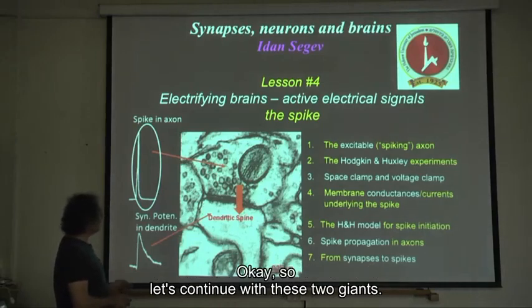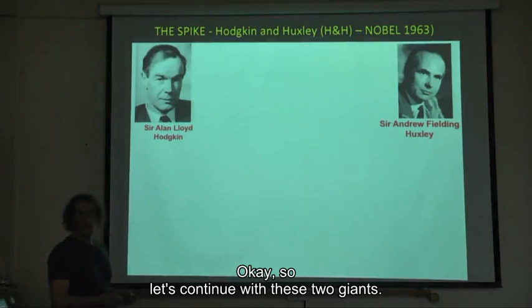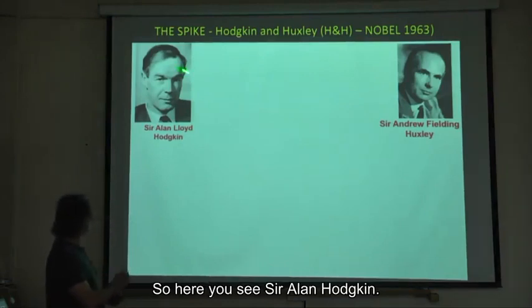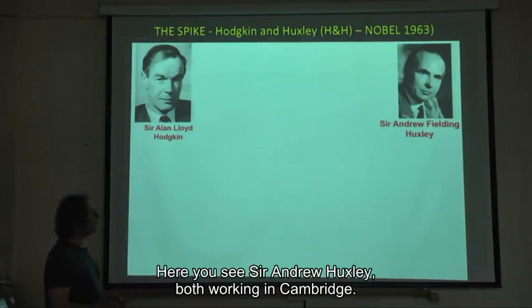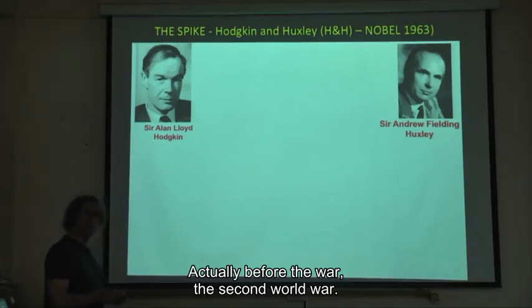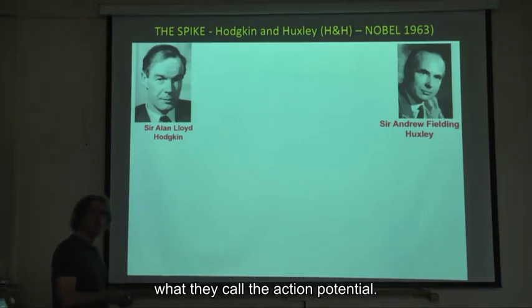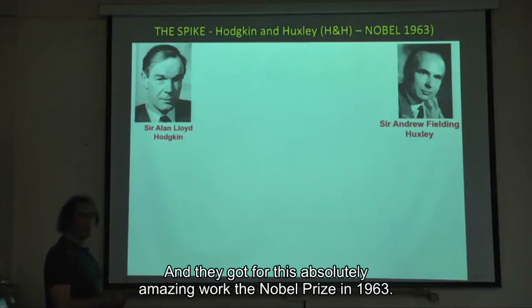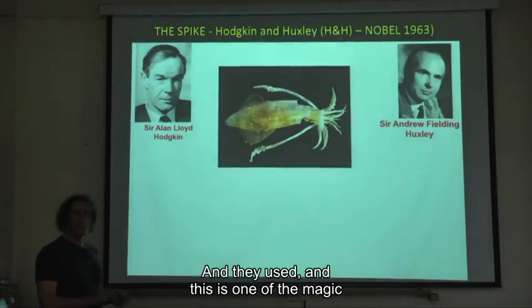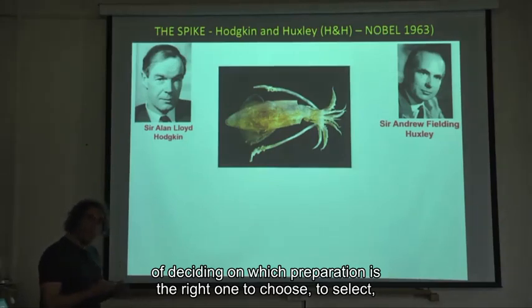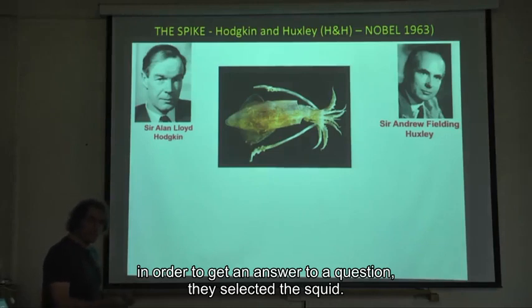Okay, so let's continue with these two giants. So here you see Sir Alan Hodgkin. Here you see Sir Andrew Huxley, both working in Cambridge, actually before the Second World War. And these two people really are identified with the spike, or what they call the action potential. And they got for this absolutely amazing work the Nobel Prize in 1963. And they used, and this is one of the magic things, deciding which preparation is the right one to select in order to get an answer to a question.